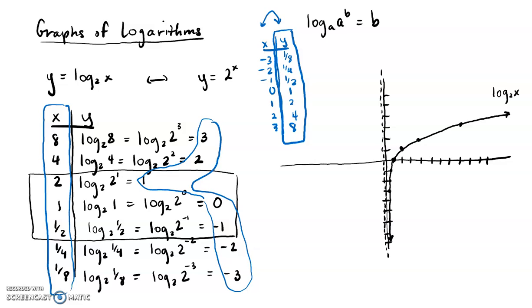So that's another way that you could do this, is if you want to do log base 2 of x, you could get the values for 2 to the x, which is a little bit easier to figure out, and then flip-flop the x and y values. You could also graph 2 to the x. Okay, 2 to the x looks like this.